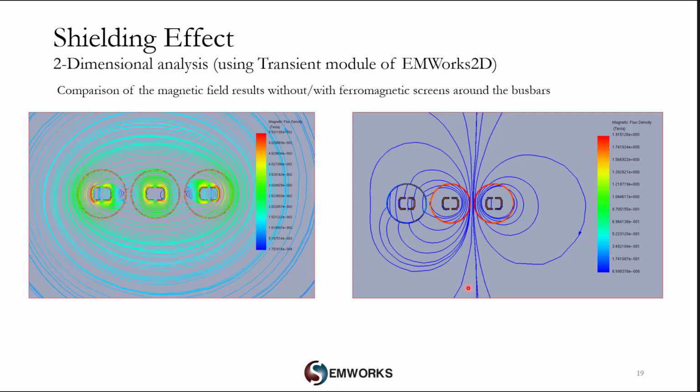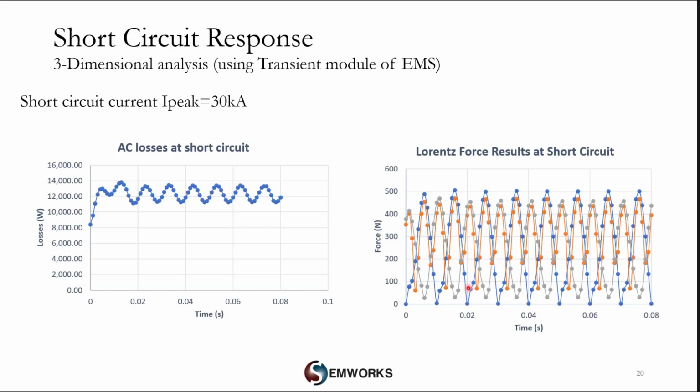In this example, the 2D solution is used to compare two models with ferromagnetic screens. We can see that with screens, the magnetic fields are limited within the same phase and have less impact on other components. Doing experimental short circuit testing is no longer practical since it may cause damage to electrical components.